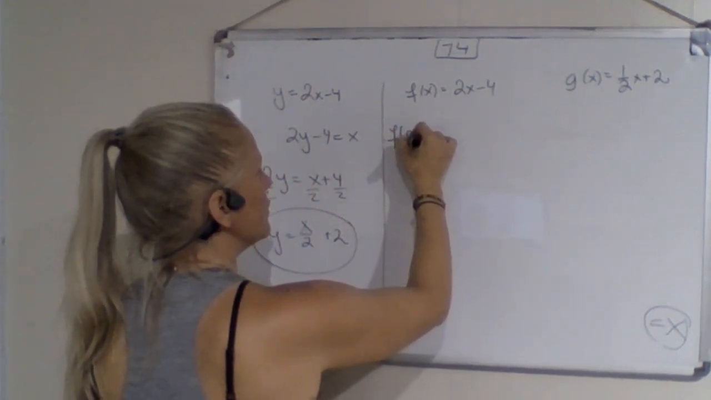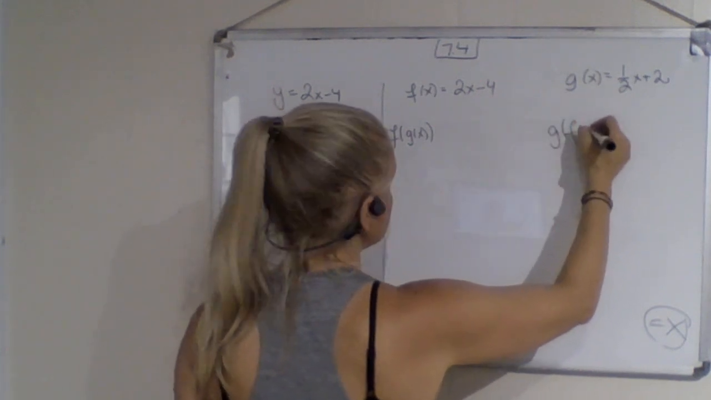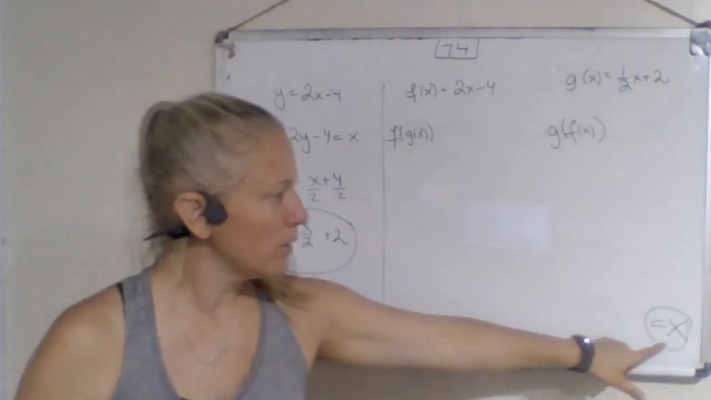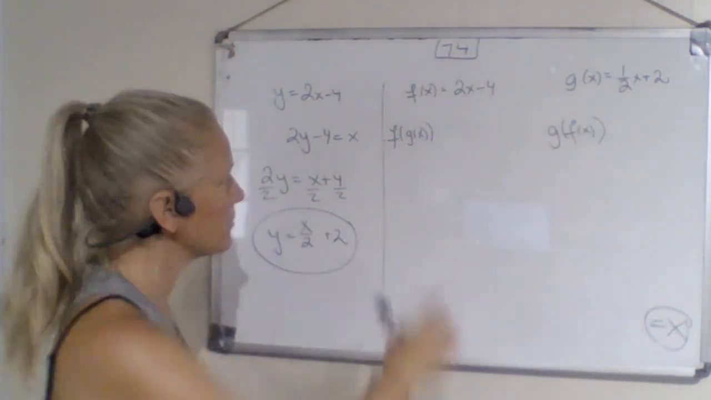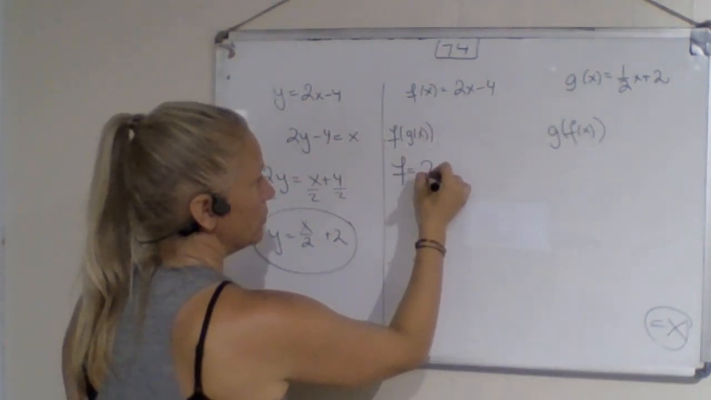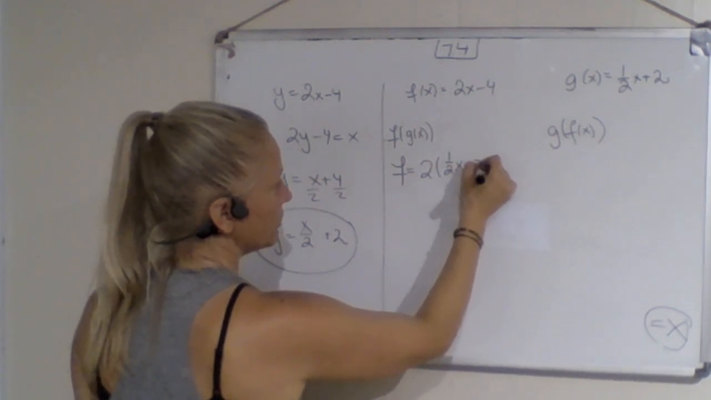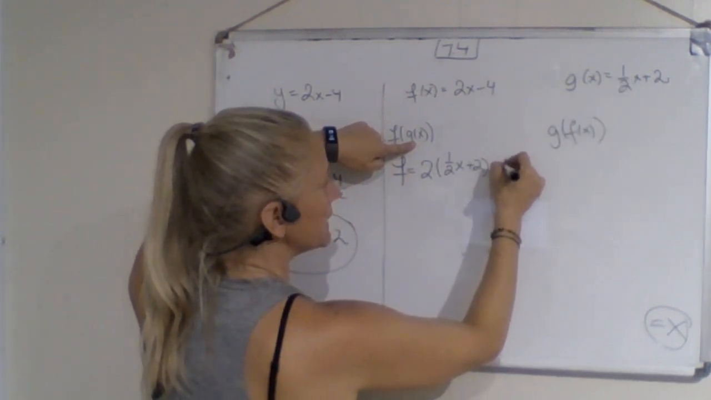What is f of g of x? And what is g of f of x? This is a composition from the previous chapter, right? And if I end up with both of them being x, that means the two functions are inverses of each other. So, f of g of x becomes f of 2, parenthesis, 1 over 2x plus 2. So instead of x, I'm now plugging that whole thing in, minus 4.